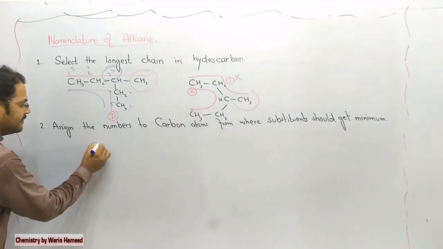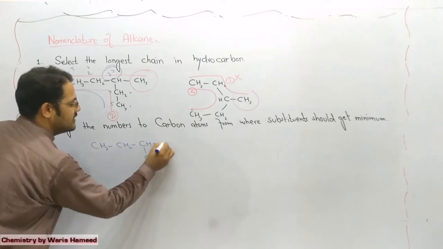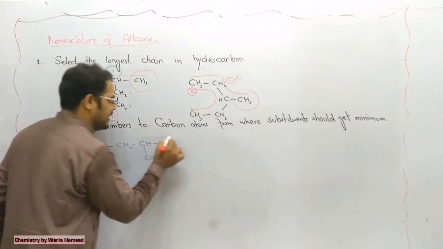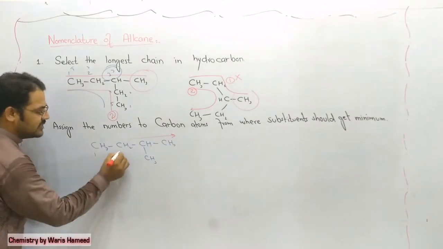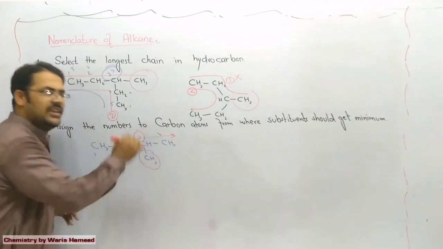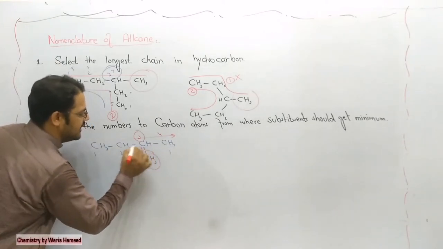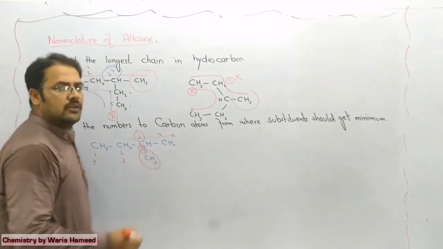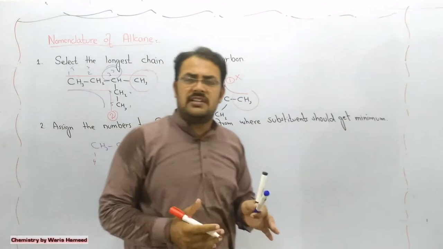Another example, CH3, CH2, CH3, and here is CH3. Now, in this example, it is the longest chain. If we give numbers from this carbon, first, second, third, and fourth, this substituent gets number 3. And if we give numbers from this carbon, first, second, third, and fourth, from this side this CH3 gets number 2. So from this side the numbering will be preferred because the substituent is getting the minimum number.